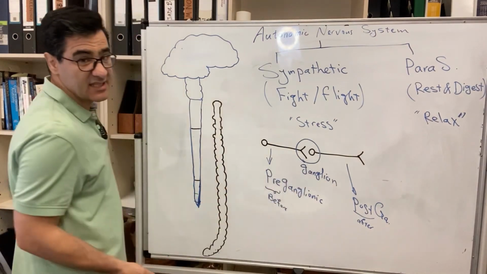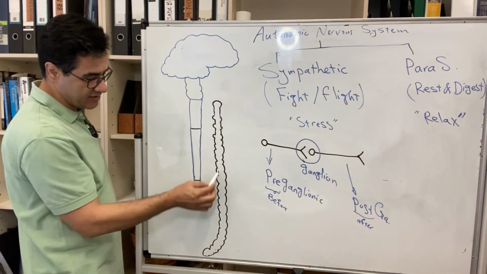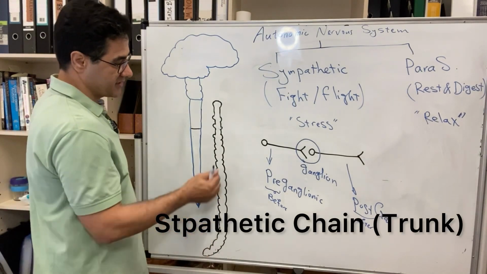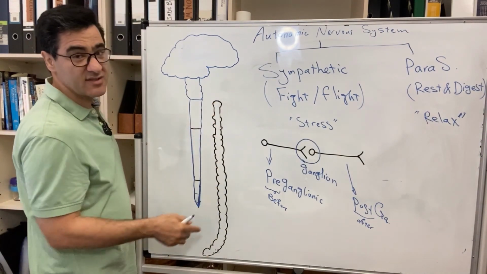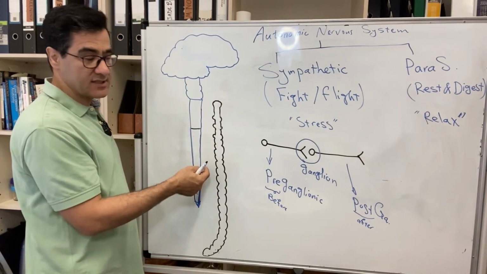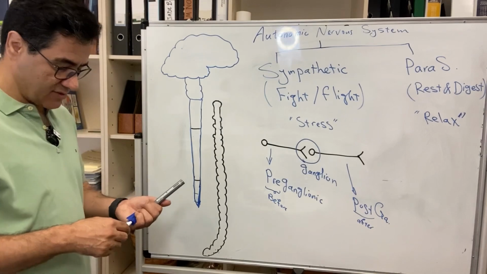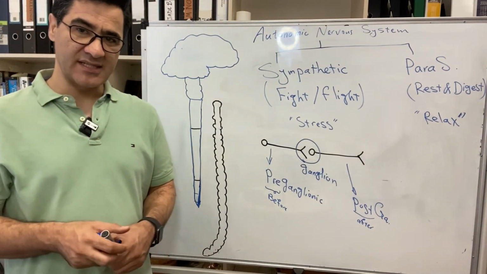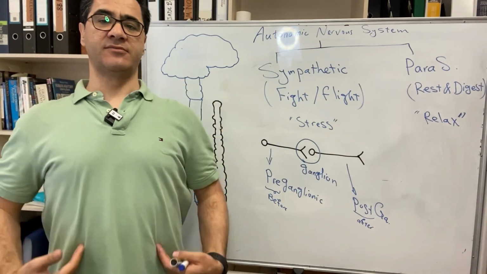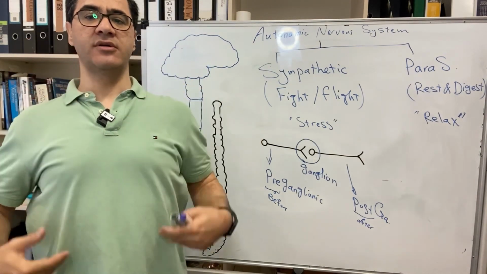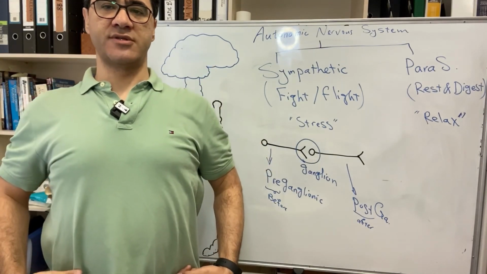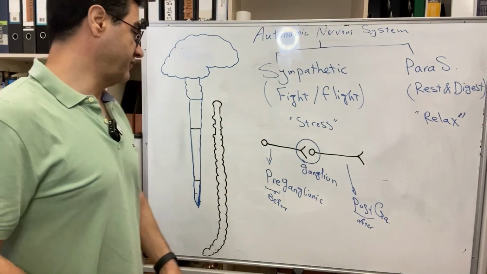Where is the sympathetic ganglion? The sympathetic ganglia are here along the length of the sympathetic chain or sympathetic trunk. These bulge areas are the sympathetic ganglia on the sympathetic chain. Where is the sympathetic chain? We have two sympathetic chains or trunks on either side of the vertebral column. They are really, really long. They extend from the base of the skull all the way down to the base of the pelvis.